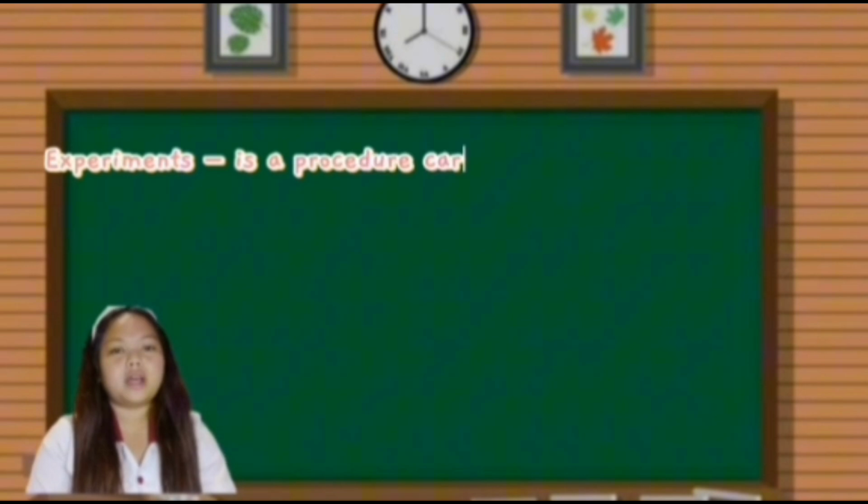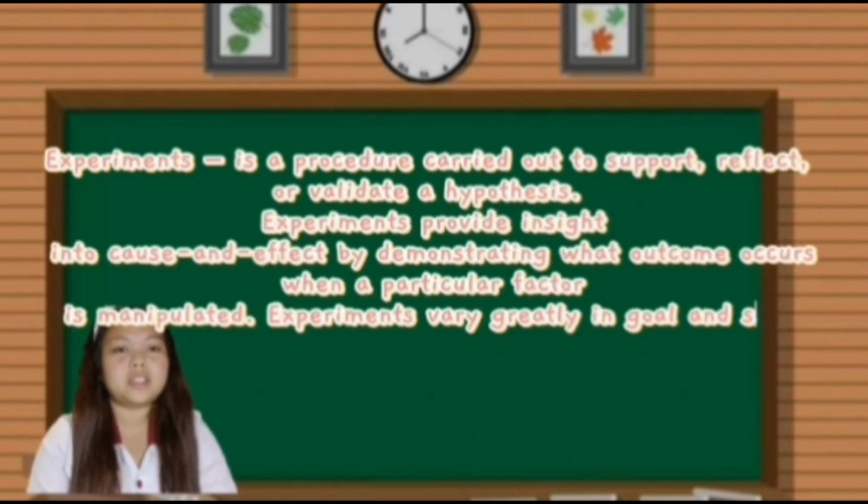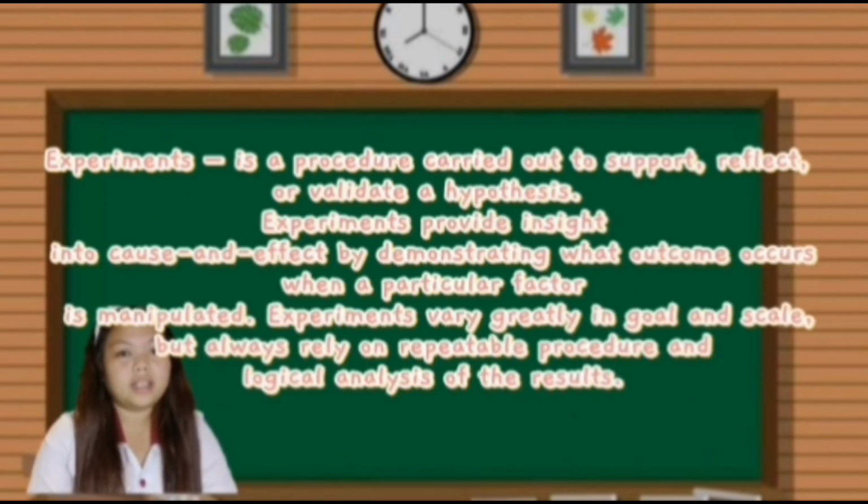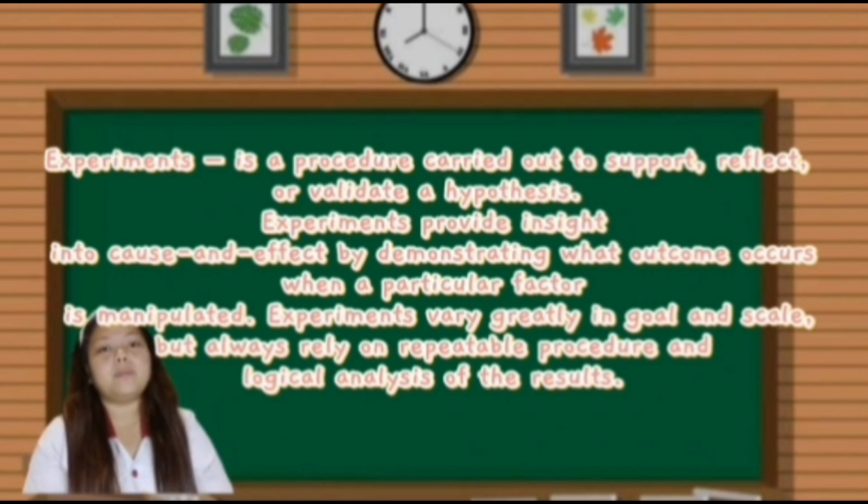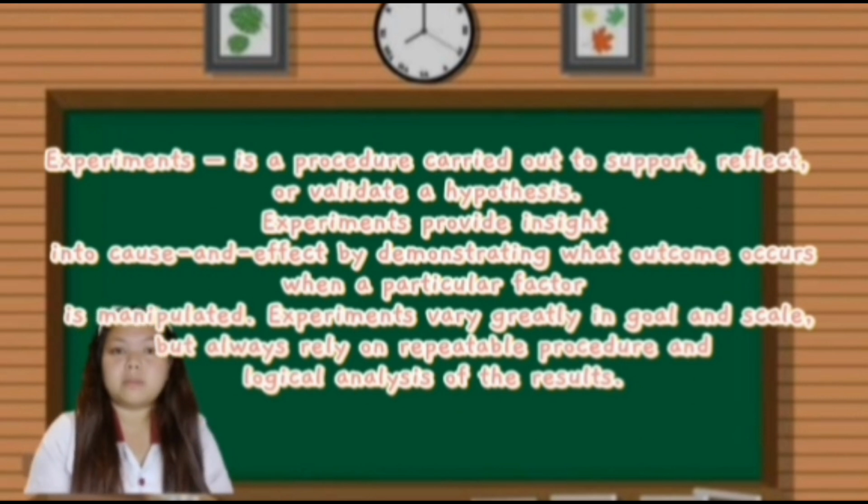Number 12 is experiment. It's a procedure carried out to support, refute, or validate a hypothesis. Experiments provide insight into cause and effect by demonstrating what outcome occurs when particular factors are manipulated. Experiments vary greatly in goal and scale, but always rely on repeatable procedures and logical analysis of the results.